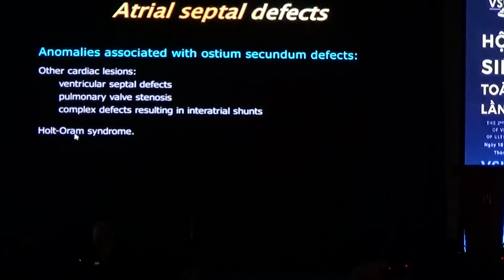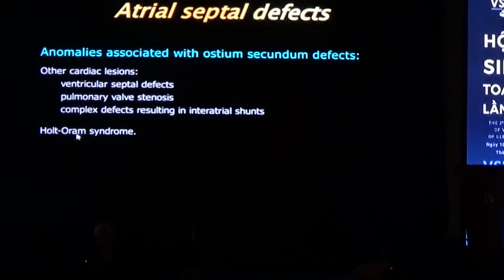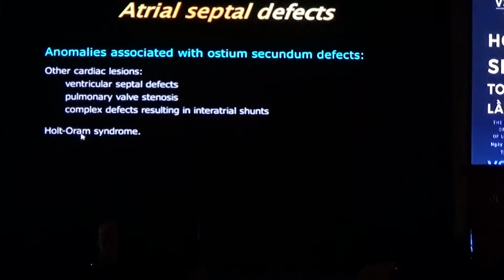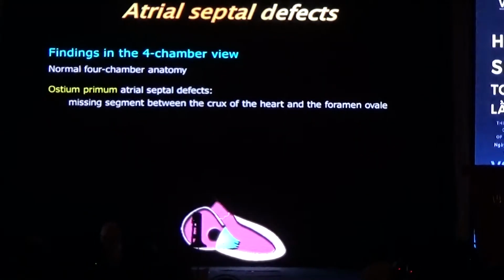If the mother of the baby has a missing finger, a missing thumb, or a triphalangeal thumb, think that the baby also has Holt-Oram syndrome. So the finding in the four-chamber view, if you have an ostium primum defect, is that you are missing the segment between the crux of the heart and the foramen ovale, and I'll show this to you in some images.